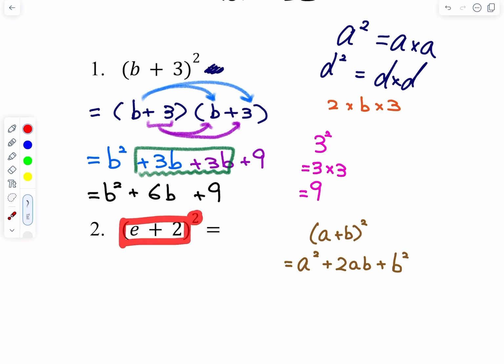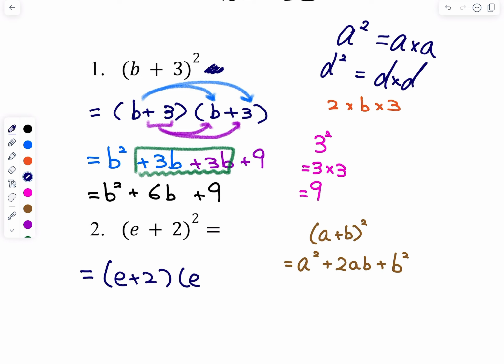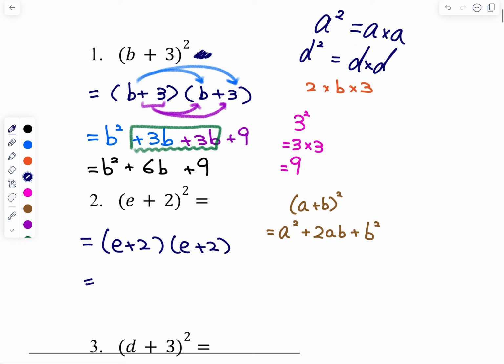Something squared. Square means they are being repeated. How many times? Square, so it's 2 times. So I have e plus 2, e plus 2. And the next step is do the rainbow. Rainbow means you do the drawing. The e goes here, the e also goes to the 2.